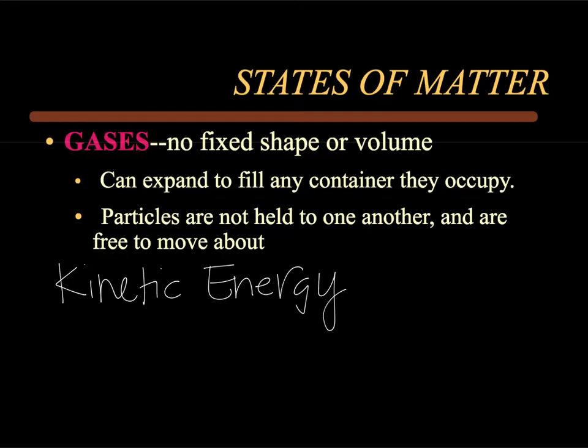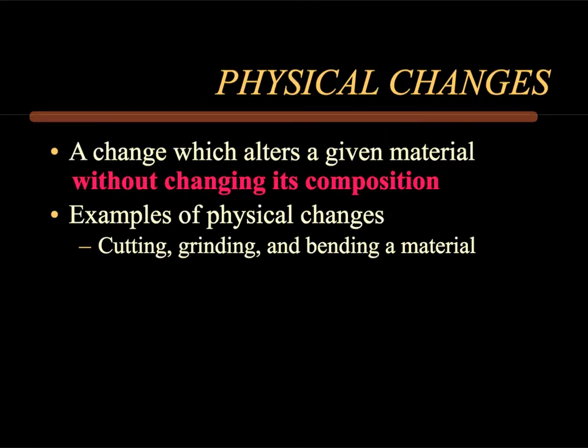Obviously, the one with the most kinetic energy would be your gases. Now, which state of matter do you think would have the least amount of kinetic energy? The least amount of movement. That would be your solids, because they don't really move around a whole lot, but those particles do vibrate some. It's very rigid, a very organized structure, and they just stay put in their lattice structure. All right, next slide.